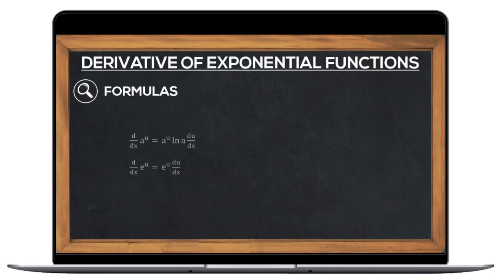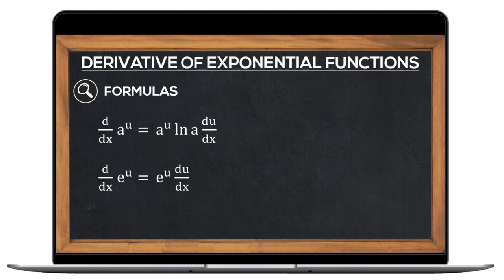For the formulas, the derivative of a raised to u is equal to a raised to u ln of a multiplied by the derivative of u with respect to x. So take note that a here is any constant value. So it's either any number or any mathematical notation that has a constant value, like pi or e.